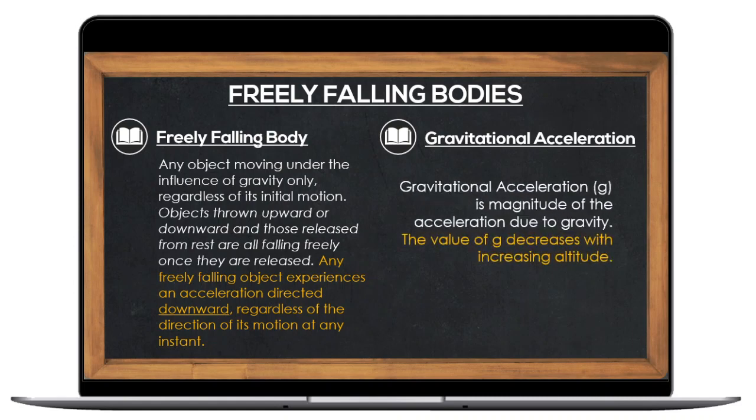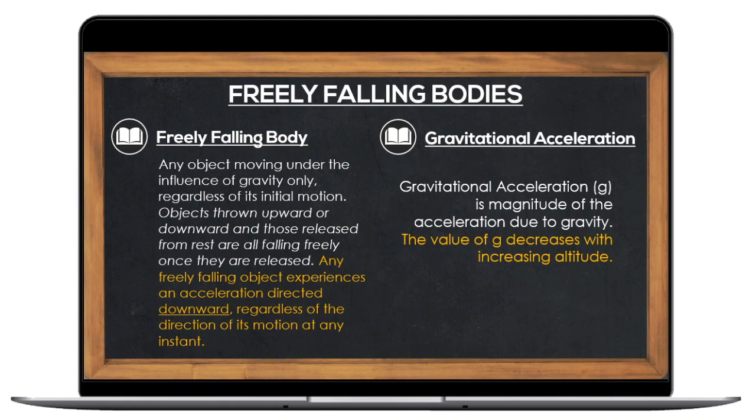Gravitational acceleration, denoted by small letter g, is the magnitude of the acceleration due to gravity. Its value decreases with increasing altitude. Theoretically, since the gravitational acceleration is dependent on the distance of the object to the center of the Earth, as the object moves farther from the center of the Earth, its gravitational acceleration, or its force of attraction with the center of the Earth, decreases.